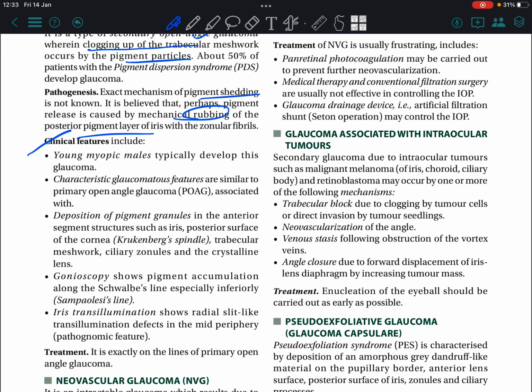Clinical features: young myopic males. Characteristic glaucomatous features are similar to primary open angle glaucoma. There is deposition of pigment granules in the anterior segment structures such as the iris, posterior surface of the cornea (Krukenberg spindle), trabecular meshwork, ciliary zonules, and crystalline lens.